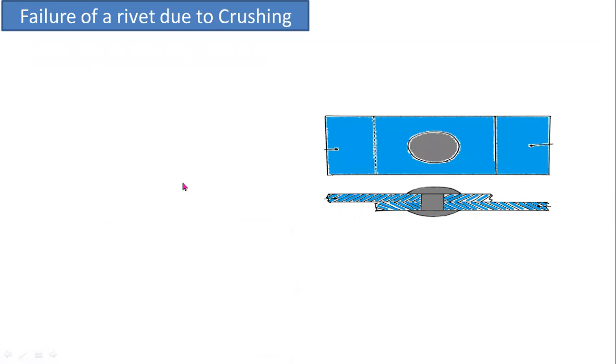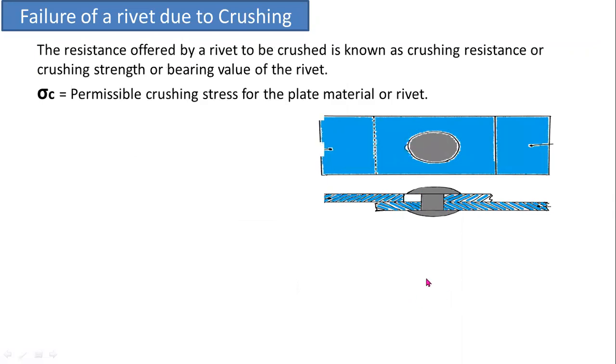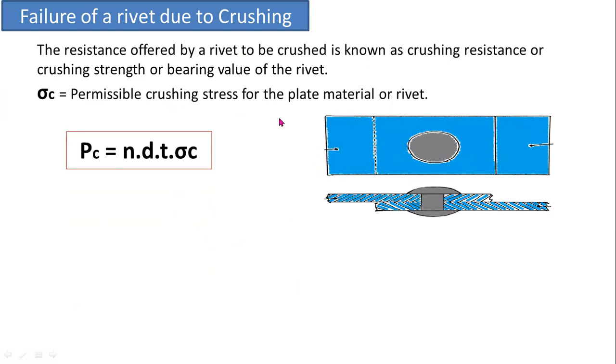Now, second failure is the failure of a rivet due to crushing. The resistance offered by a rivet to being crushed is known as crushing resistance or crushing strength or bearing value of the rivet. This is the formula for crushing strength. Sigma c is the crushing stress induced in the plate material or rivet material, and Pc is the crushing strength. n is the number of rivets per pitch.